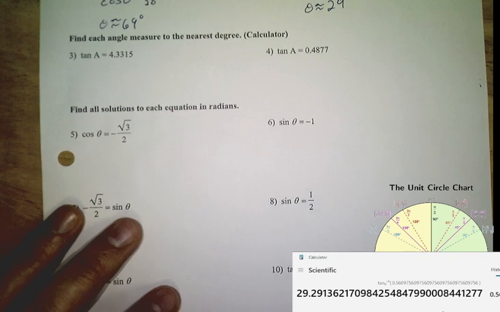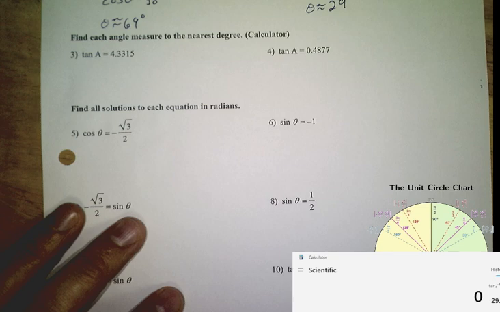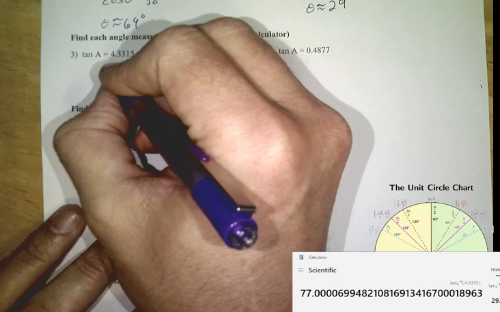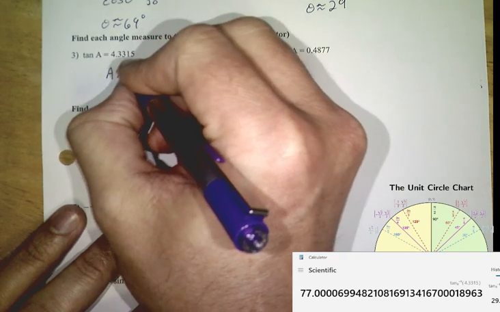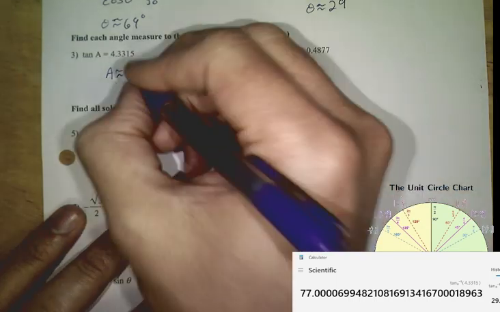Find each angle measured to the nearest degree. So again, this is another calculator one. Let's clear that out. We just need to type it in, and we want tangent of that, so we take inverse tangent, and that is 77 degrees. So A is about 77 degrees. It's an ugly 7.